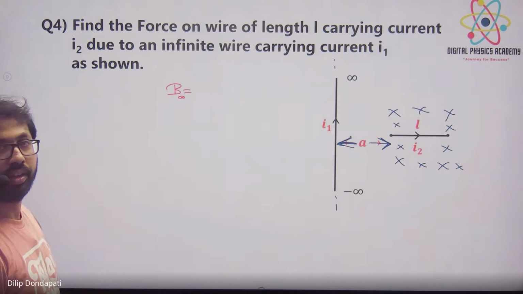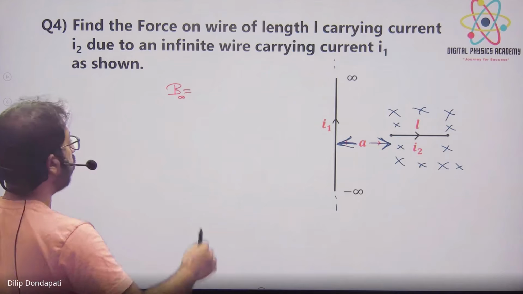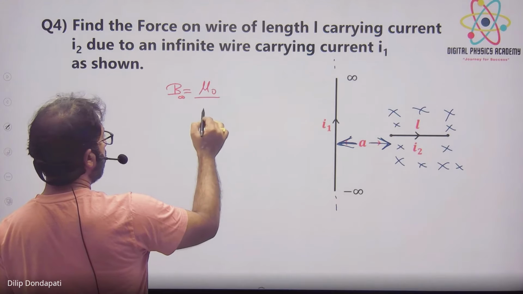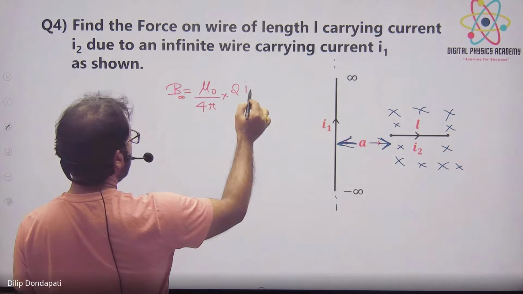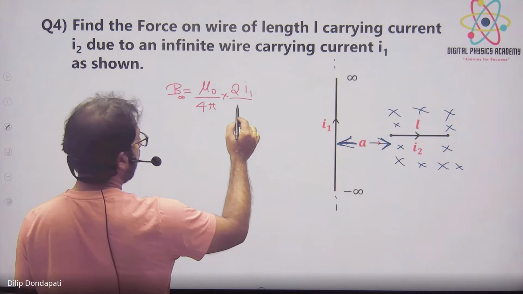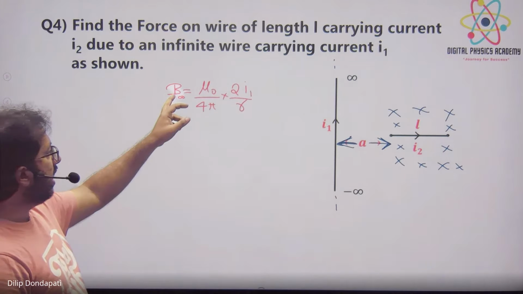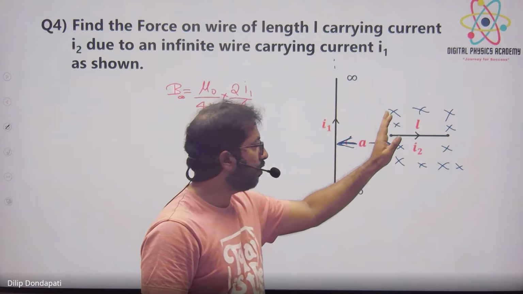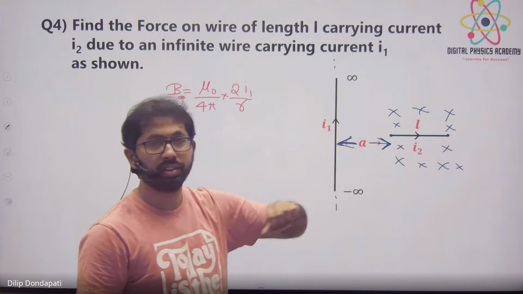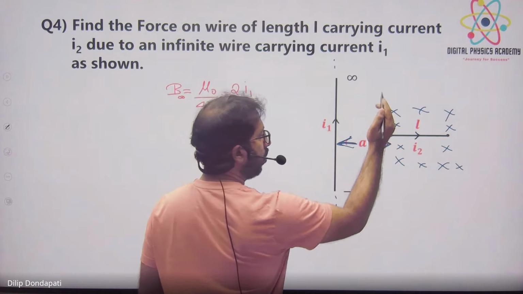Tell me, we have done for an infinite wire, mu naught by 4 pi I by a into sin theta. No, that is for a finite wire. For the infinite wire it is mu naught by 4 pi into 2 I1 by the distance, say R. Now tell me, is it an inverse relation with distance or not? Inverse relation means as you go away from the wire, will the magnetic field increase or decrease? Decrease. That means here the force is more.